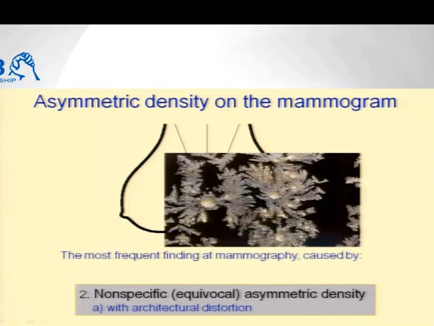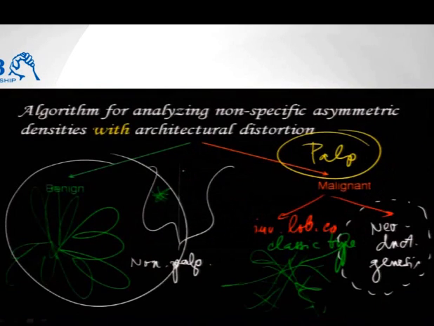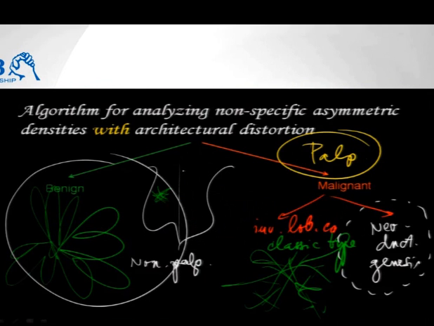Here comes with architectural distortion. And here we have a very important and very logical algorithm. First of all, you really have to ask the patient whether she had trauma. Hopefully she doesn't have, so traumatic fat necrosis is out of the picture. Second, you have to palpate. You, not the referring physician. You have to palpate. And if it's not palpable, then you might think that this is going to be the only benign option, namely a radial scar.